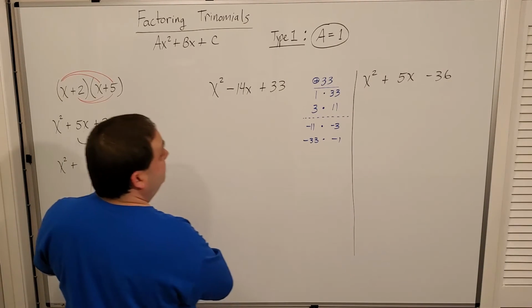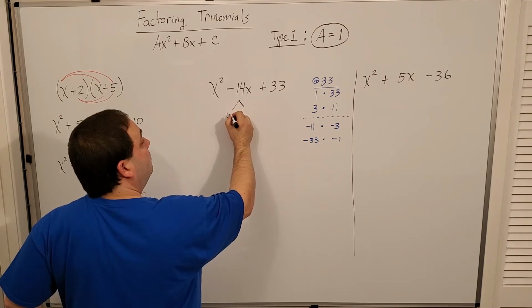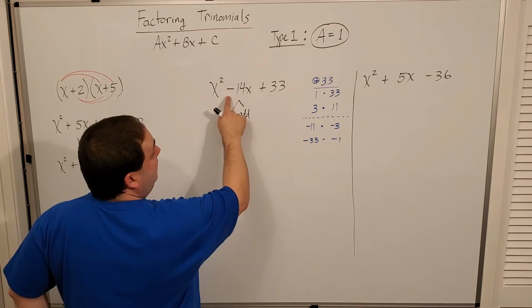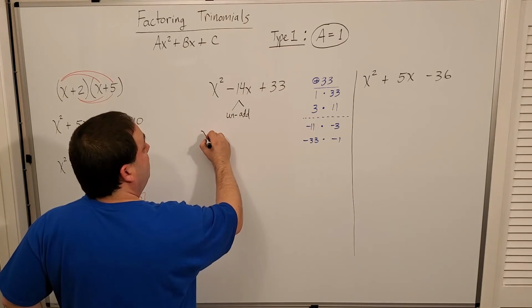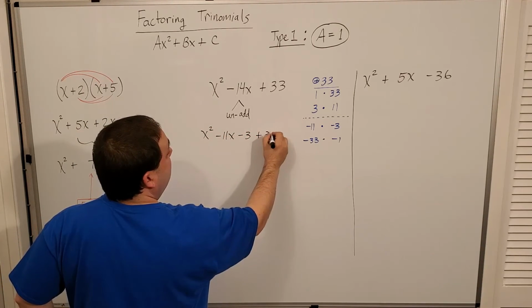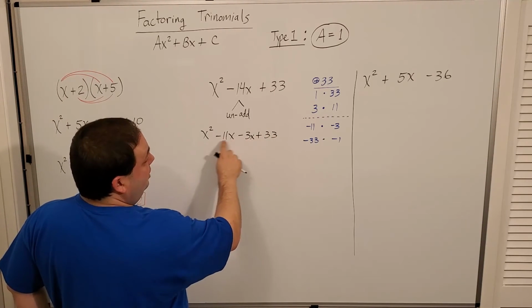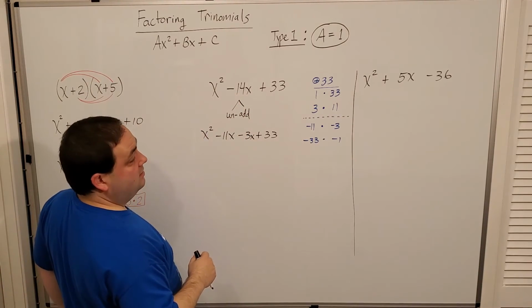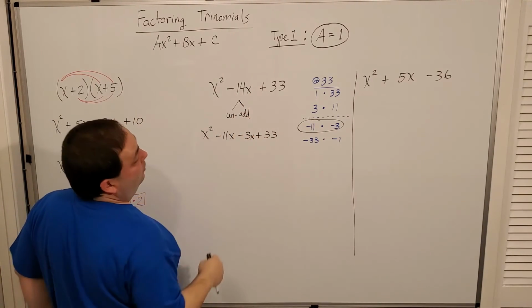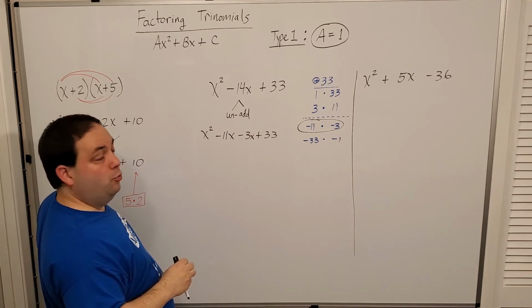But here's the steps. What I do is I unadd. Okay? I unadd the negative 14. So I have x squared minus 11x minus 3x plus 33. Notice negative 11x and negative 3x, they do add back up to negative 14x. And I specifically picked the ones from my list that multiply to 33. And what you've created now is something that can be factored by grouping.